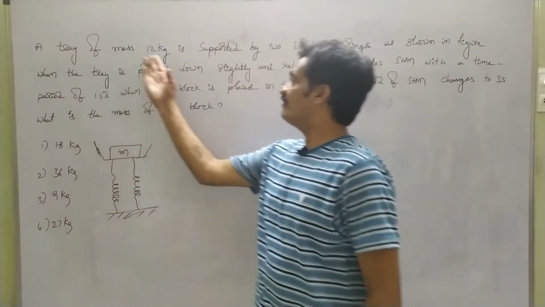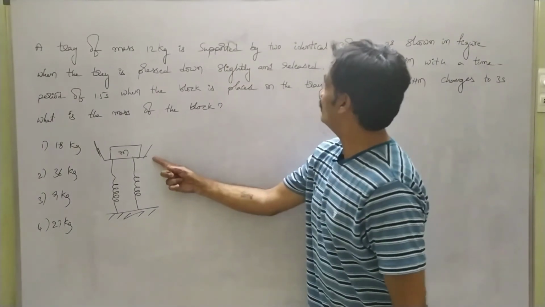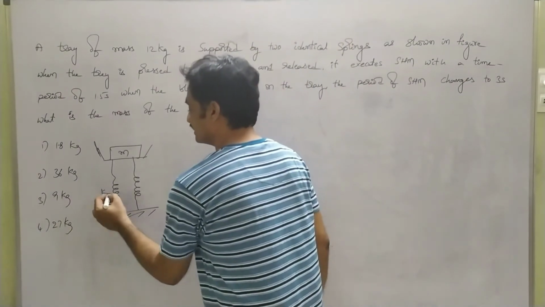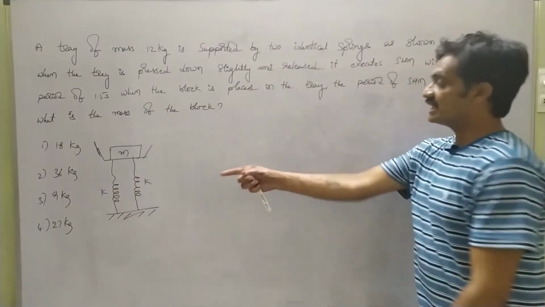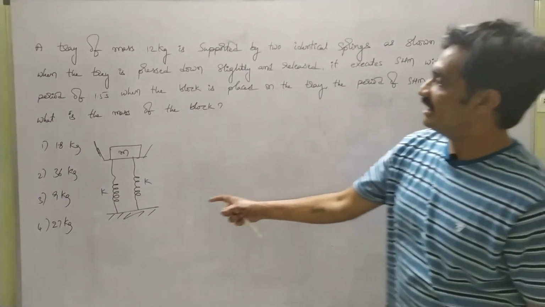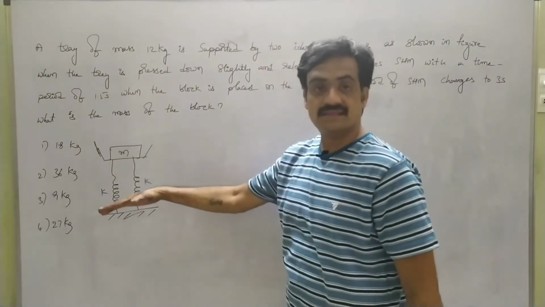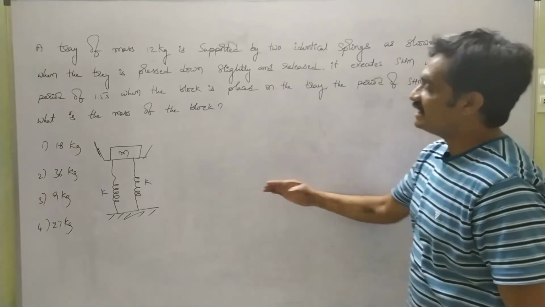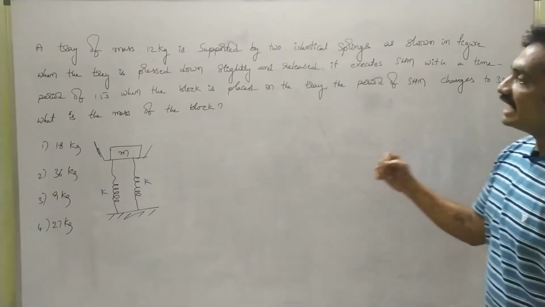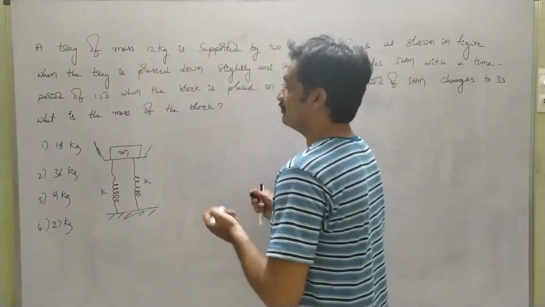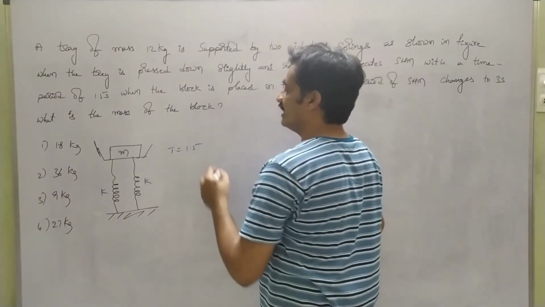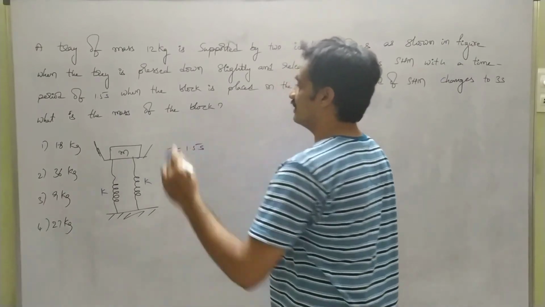Observe the next problem. A tray of mass 12 kg is supported by two identical springs. So here we can consider the force constant of this spring as K, as well as this spring as K, which are connected in parallel to a tray, as shown in the figure. When the tray is pressed down slightly and released, it executes SHM, simple harmonic motion, with a time period of 1.5 seconds. Without mass, when the tray is oscillating, we can represent the time period as 1.5 seconds, or T1 is equal to 1.5 seconds.